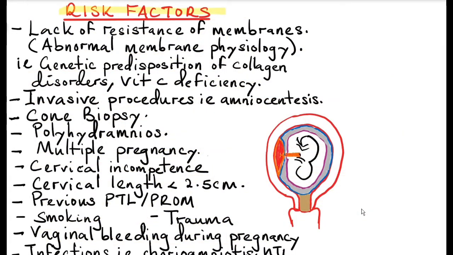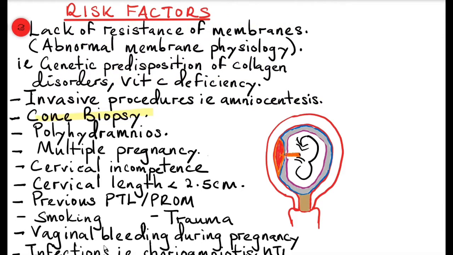Risk factors of PROM and PPROM: lack of resistance of membranes, like abnormal membrane physiology caused by genetic predisposition of collagen disorders, and vitamin C deficiency. Remember, vitamin C is important in the formation of collagen, cartilage, bone and tissues, and wound healing. Invasive procedures like amniocentesis. Amniocentesis is a small procedure where you remove amniotic fluid from the amniotic sac. So you have a needle that goes into the amniotic sac, which removes amniotic fluid. So this procedure can disrupt the integrity of the amniotic sac, which can cause PROM.